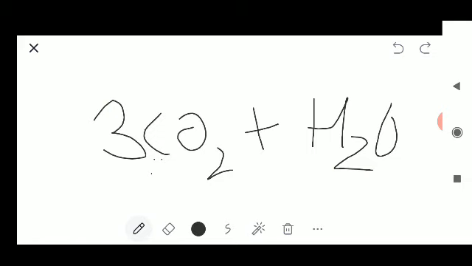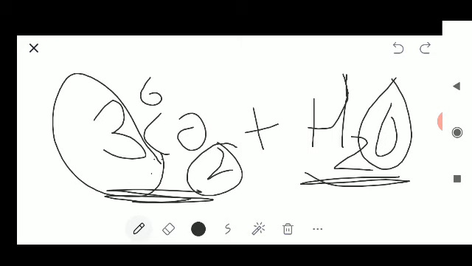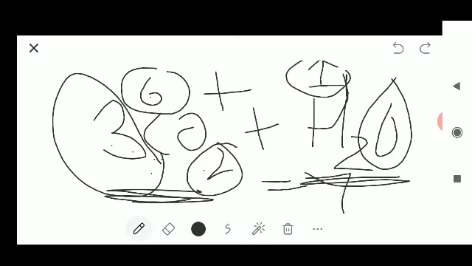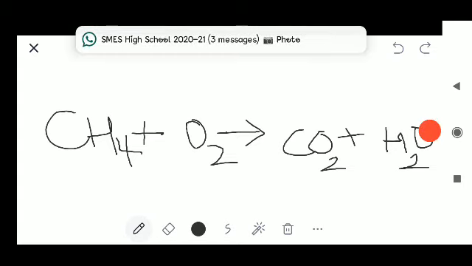How did we get 7 oxygen atoms? It's so simple. In this compound, we have 6 oxygen atoms, correct? How did we get 6? 3 into 2 is 6. Whereas here we have only 1 oxygen atom. So here we have 1, here we have 6 oxygen atoms. Totally, if we add 6 plus 1, we get 7 oxygen atoms. Okay, I've given you many examples. If you understood those examples clearly, then you know how to balance the equation.